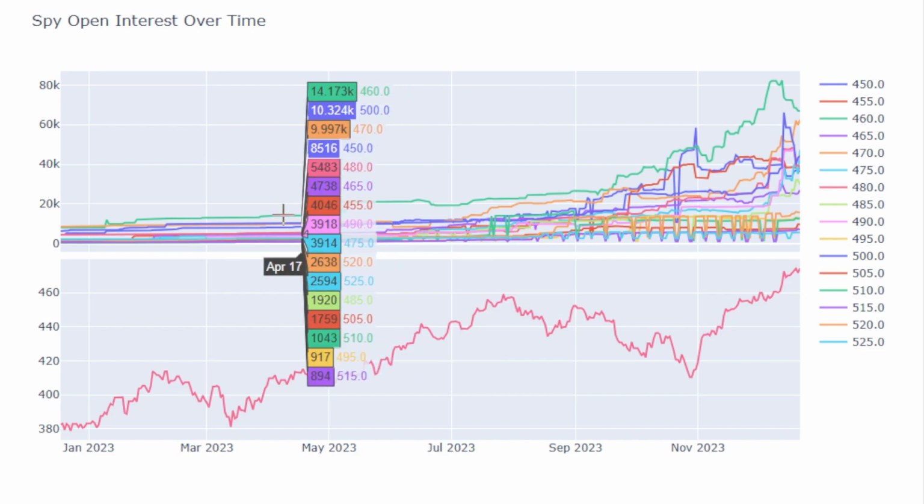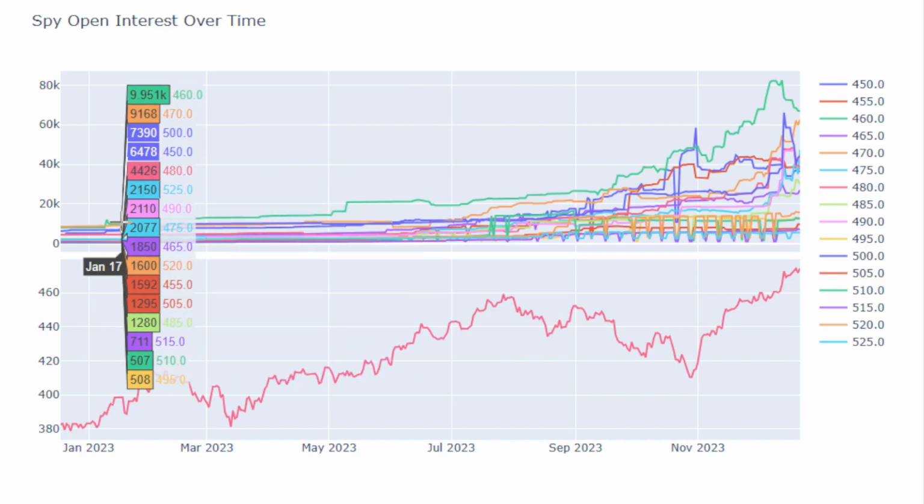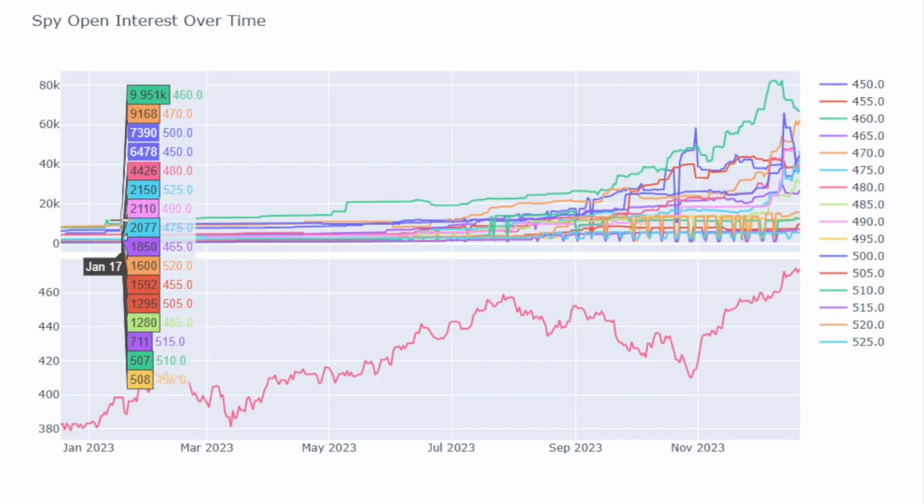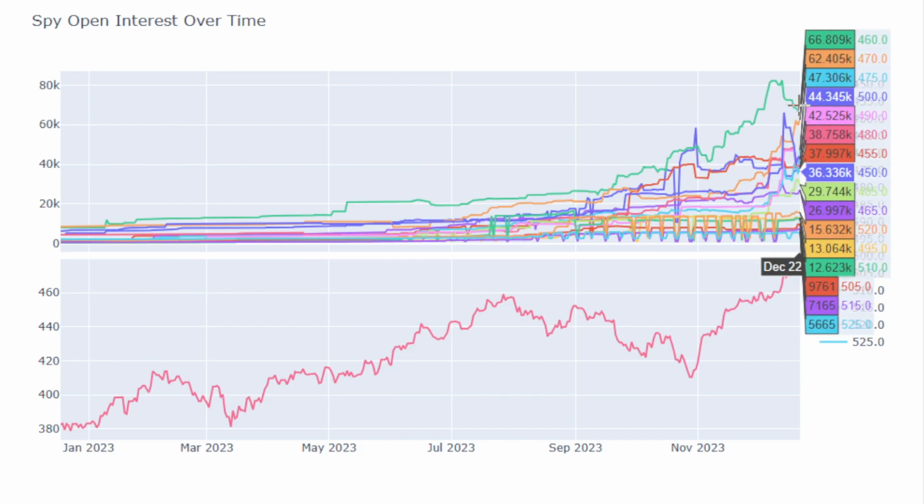So if we look at the data back in January, we can see the highest level of open interest was the 460 strike at 9,000-ish open contracts, which as of today is within $15 of the current price. At that point, it was trading somewhere around 400. As we move to the end of December, that is still the highest strike, with the second and third highest at 470 and 475 respectively. So perhaps option traders a year out, back in January 2023, had a decent idea where the price might be.